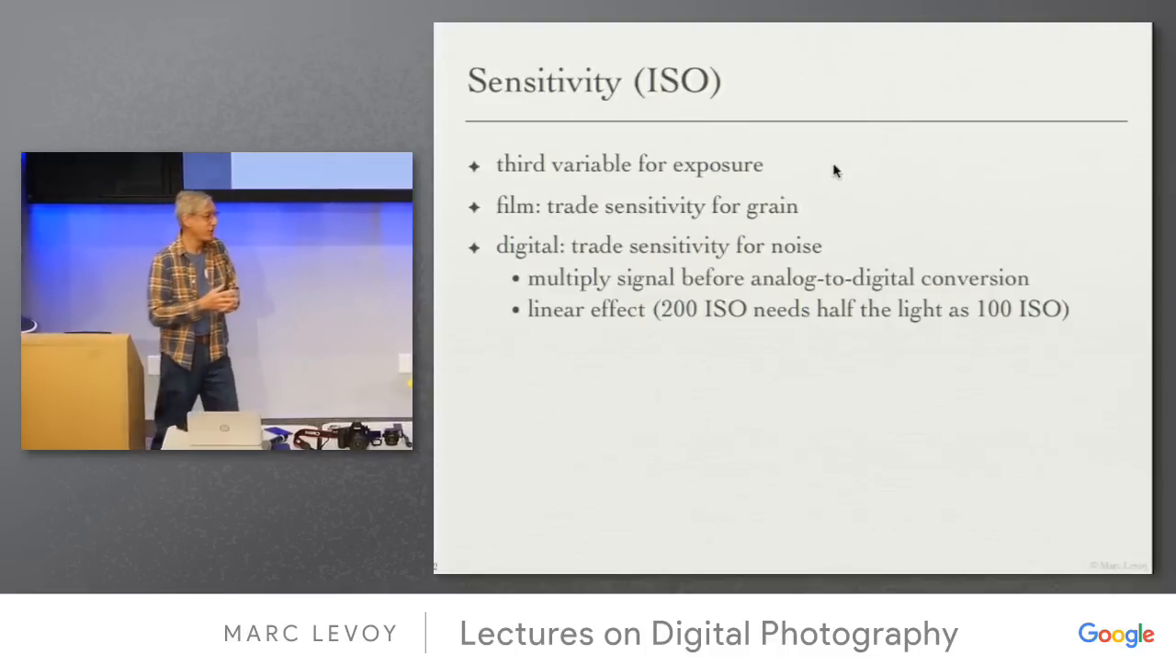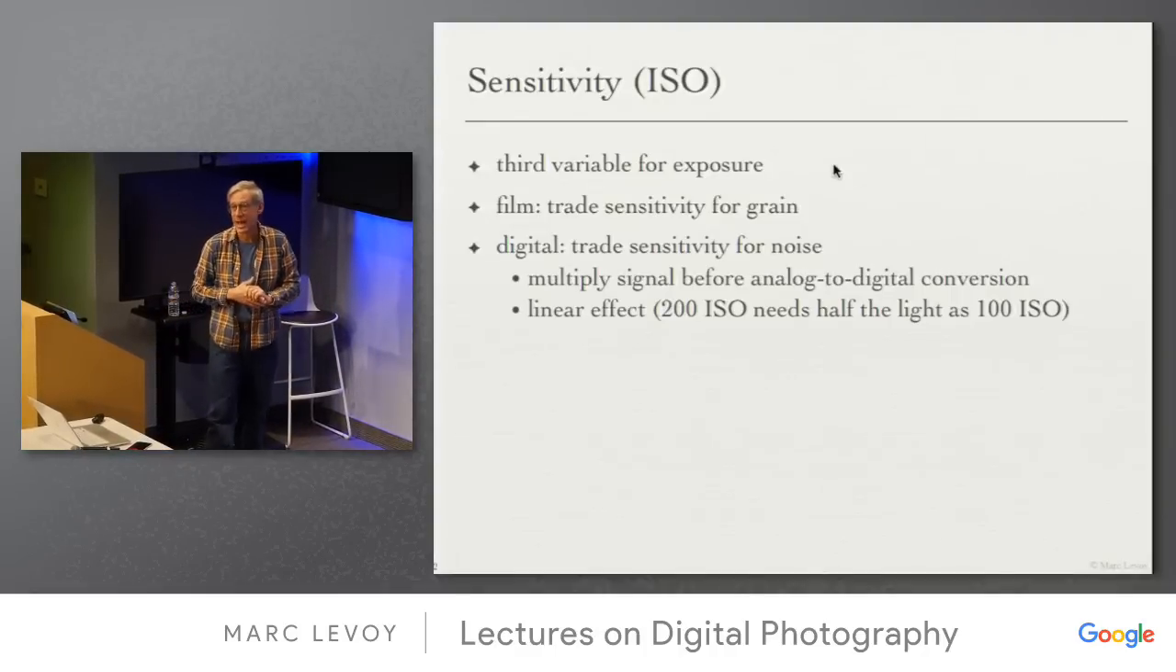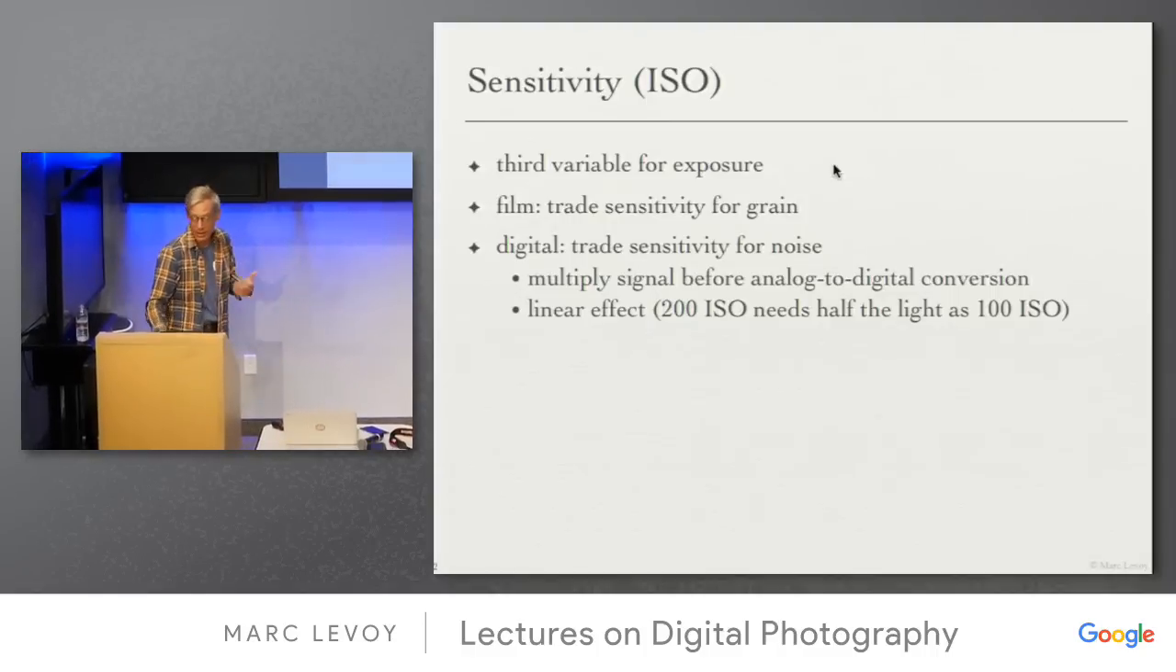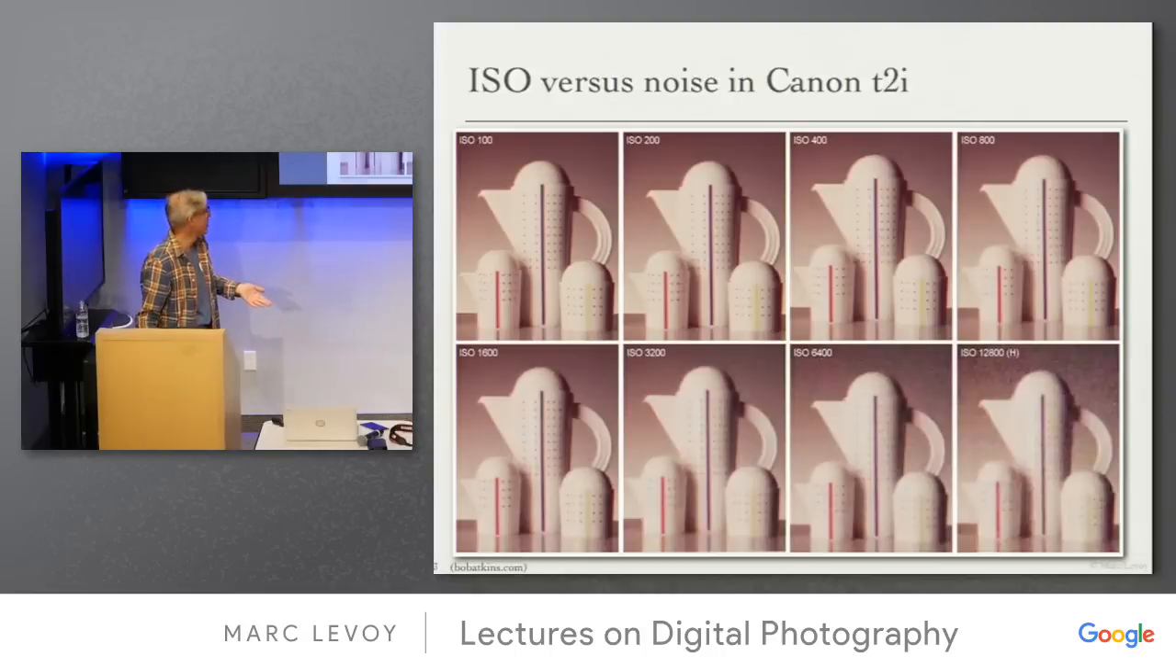And so you can think about that as just a longer exposure time or a square root of 2 increase in the size of the aperture as far as its effect on exposure. It also has a side effect like the other two did. The side effect is noise in the case of digital sensing.